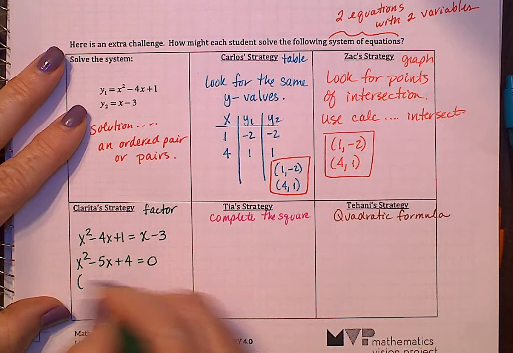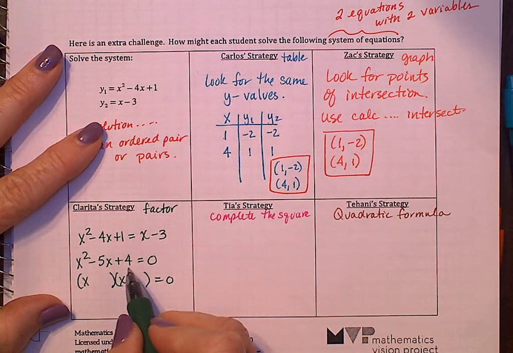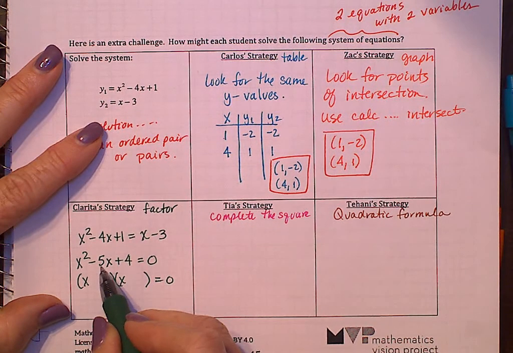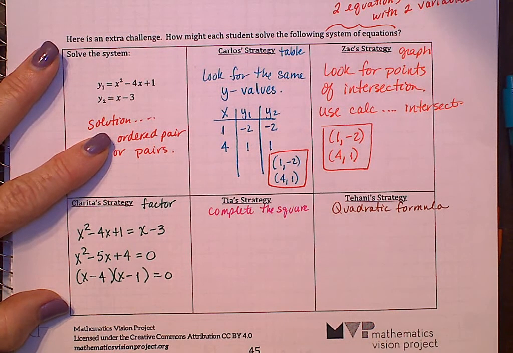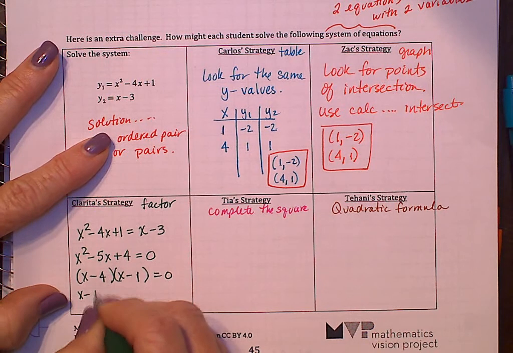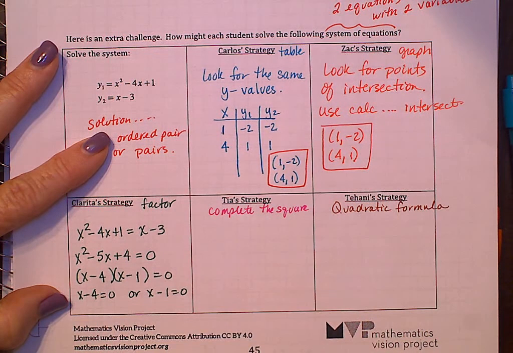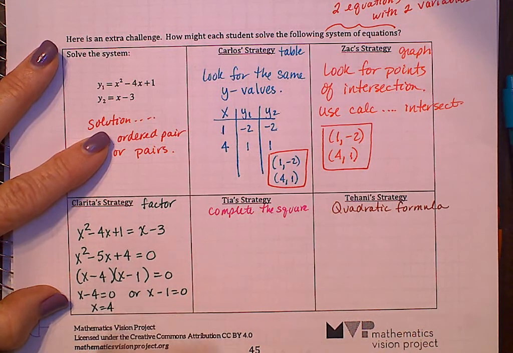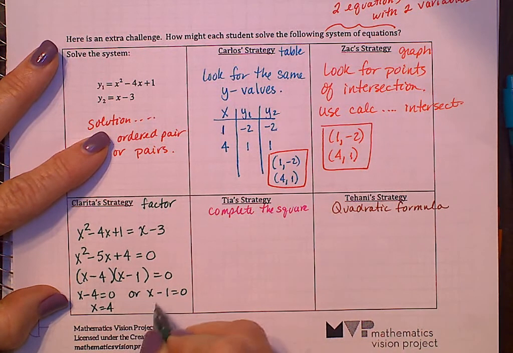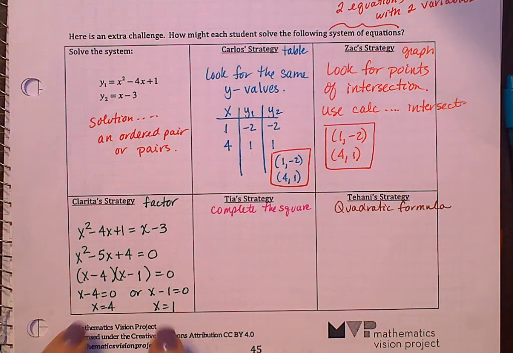So setting this up, we have x and x. Two numbers that multiply to be a positive 4, add up to be a negative 5. And that's going to be a minus 4 and a minus 1. And we separate, x minus 4 equals 0, or x minus 1 equals 0. Solve this equation by adding 4 to both sides. X is 4. Solve this equation by adding 1 to both sides. X equals 1.